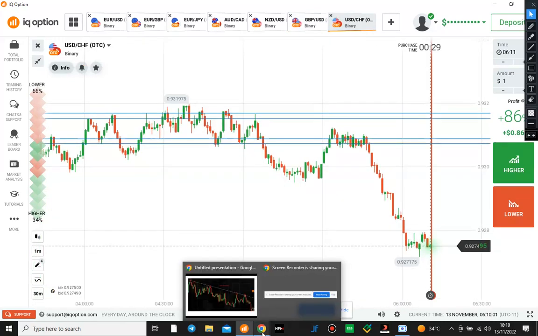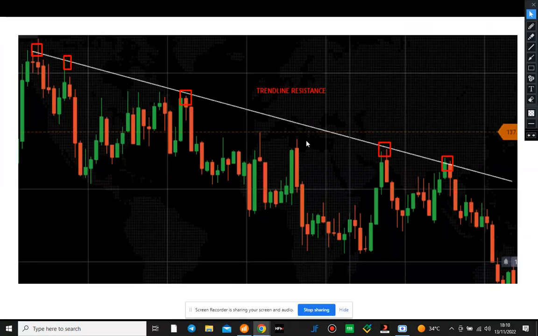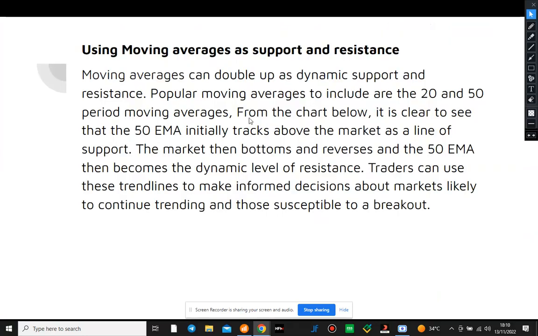Okay, so now using moving average to draw support and resistance. Let's say moving average can double up as dynamic support and resistance. Popularly, moving averages include the 20 and 50 period moving average.